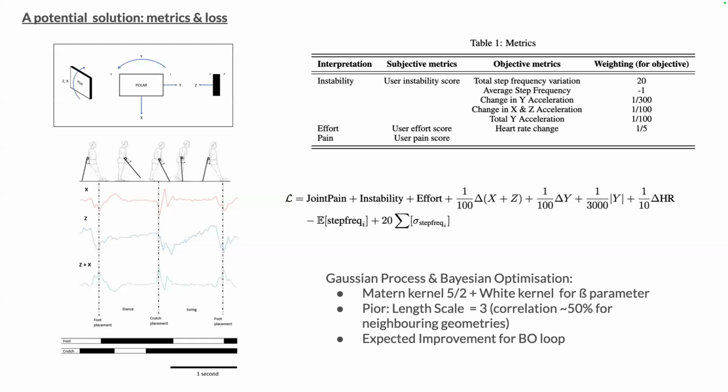We also set up a length scale of 3, and this was again based on the assumption that the correlation across 2 neighboring geometries would be around 50% correlated. And we used an expected improvement function for the Bayesian optimization loop, as it's slightly more exploitative as opposed to explorative, and that helps to decrease the number of goes that we need to find the optimal crutch. We don't want to explore the full parameter space. We want to get to the optimum as quickly as we can.